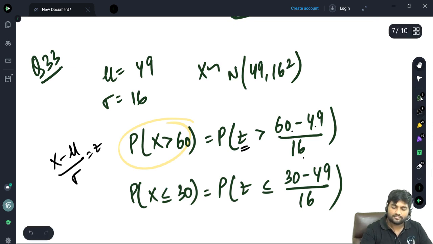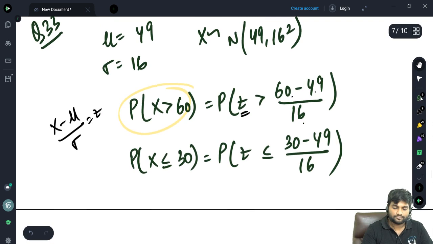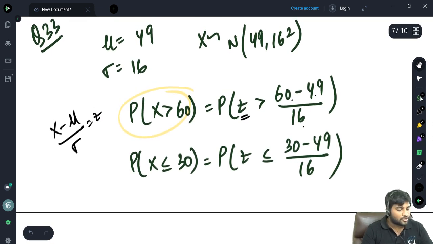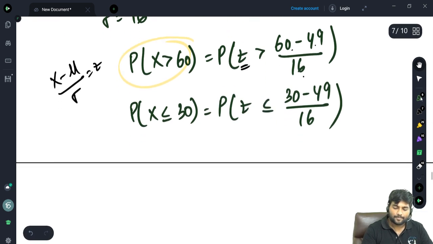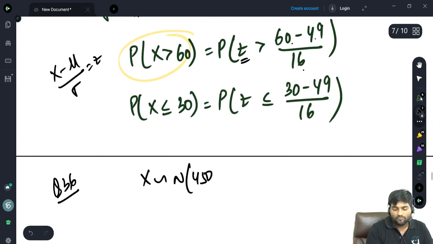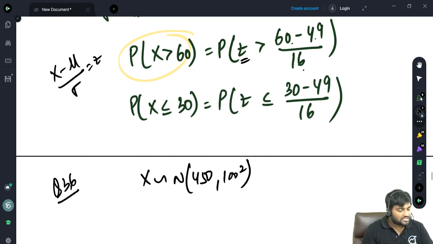Question number 36. Towards recruiting actuarial professionals, an insurance company is conducting an entrance examination. The test scores for the examination are normally distributed with mean 450 and standard deviation 100. So x follows normal 450 comma 100 square.